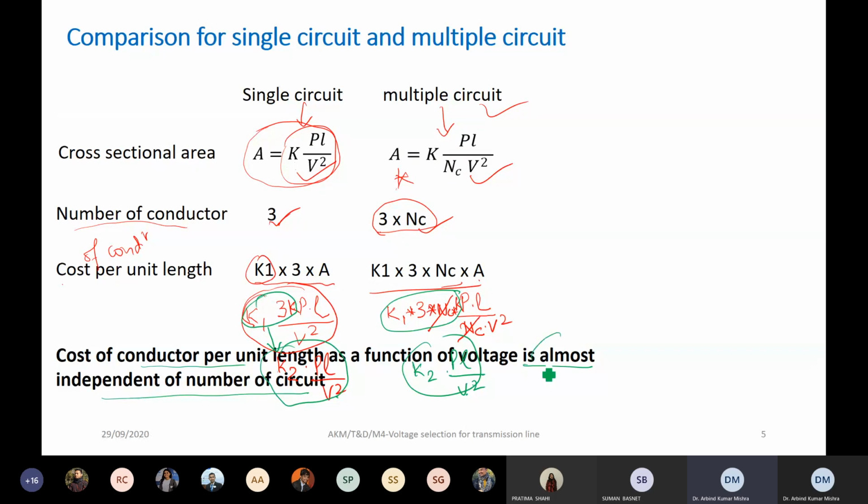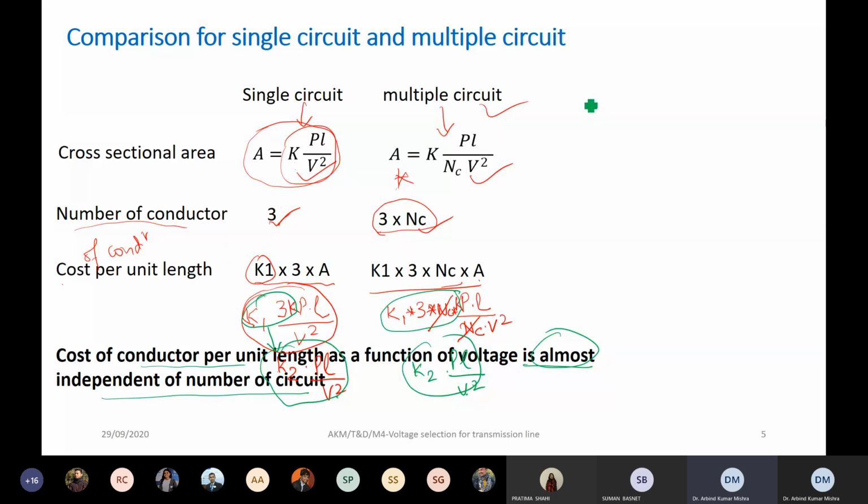Why have I put in the word almost? From this expression, it looks like I could just say that it's independent of the number of circuits. But I have said almost because this expression is indicative of the total conductor volume or conductor weight required. But as you can see, for the same weight of material, if you construct 3 conductors and 6 conductors, some construction cost will be a bit higher. That's why this is almost.